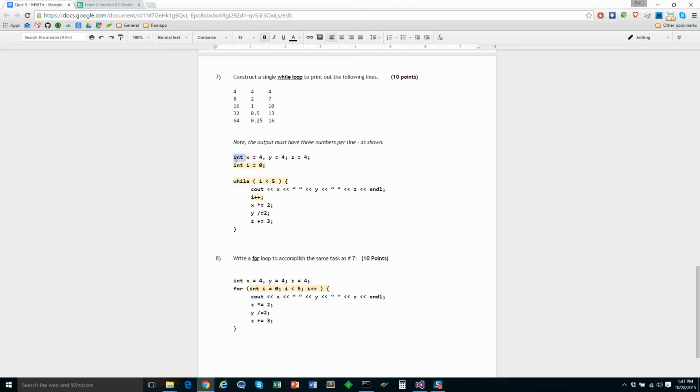Each time, and by the way, I probably should have had double here. I didn't really take off points if you put int. Again, when you're writing the program, it's hard to debug data types and catch that, but really that should be a double because y is turning into a double over there. And we've got z being incremented by 3 down here.